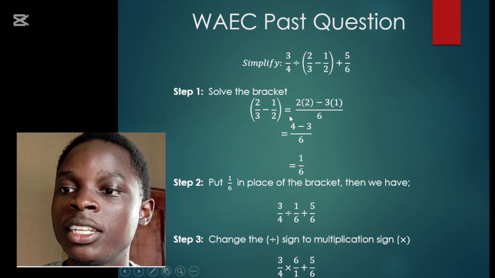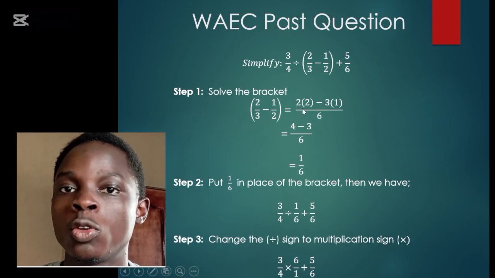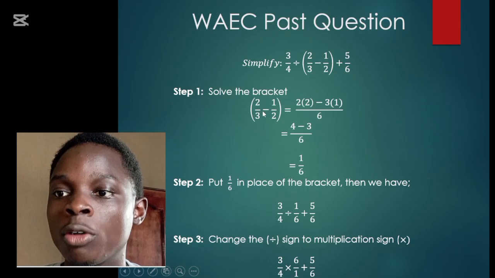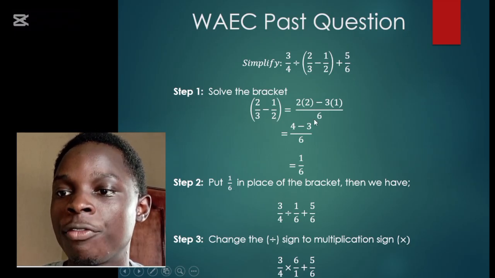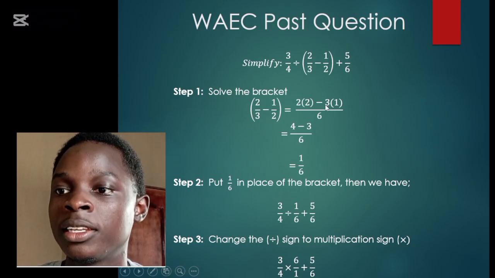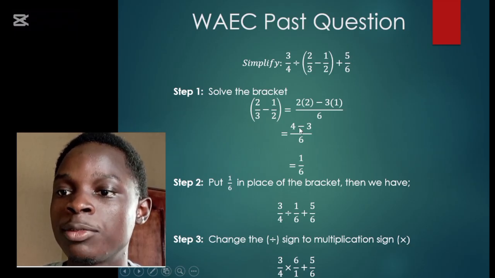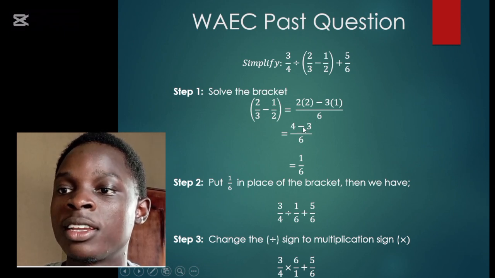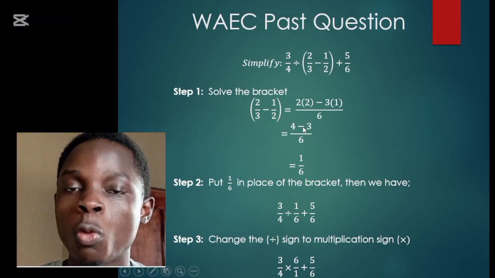Then how many 3 can we find in 6? That's 2. So that's why we have 2 open brackets, the 2 we have up here as the numerator. Then this is our minus sign. How many 2 can we find in 6? 3. So that's why we have 3 multiplied by the 1 up here. So 2 times 2 will give us 4, minus 3 times 1 will give us 3, then all over 6. So in essence, the bracket part of this question will give us 1 over 6.